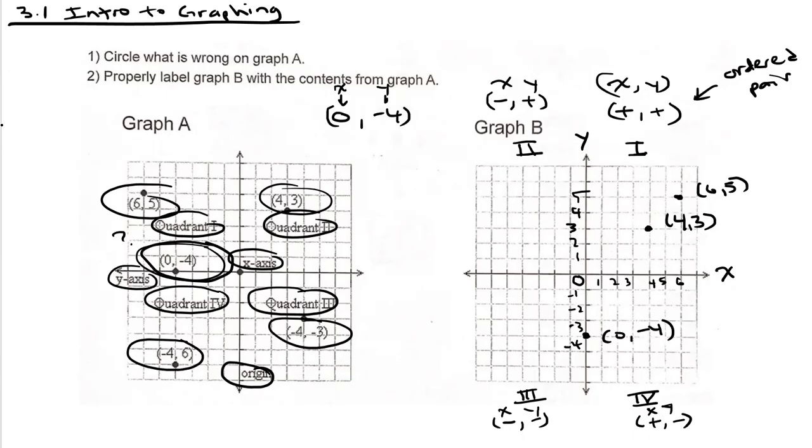All right. And then we have -4, -3. 1, 2, 3, 4. I'm sorry. 1, 2, 3, 4. 1, 2, 3. Right. So here's -4, -3. And then the last one is -4 and 6. So -4 and 6 is up here. All right, so this is -4, 6.